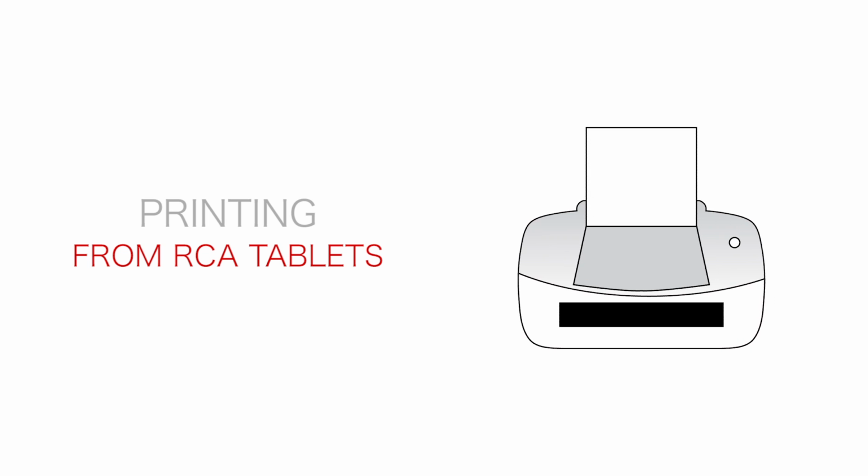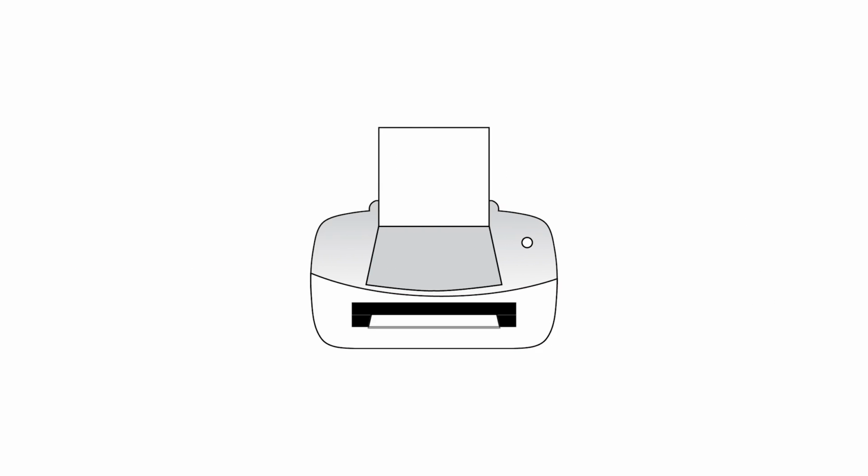Printing from RCA Tablets. There are three options of how you can print from your RCA Tablets. The first option is to use the printer app. You need to have a wireless printer, and your printer should have Android app capabilities.